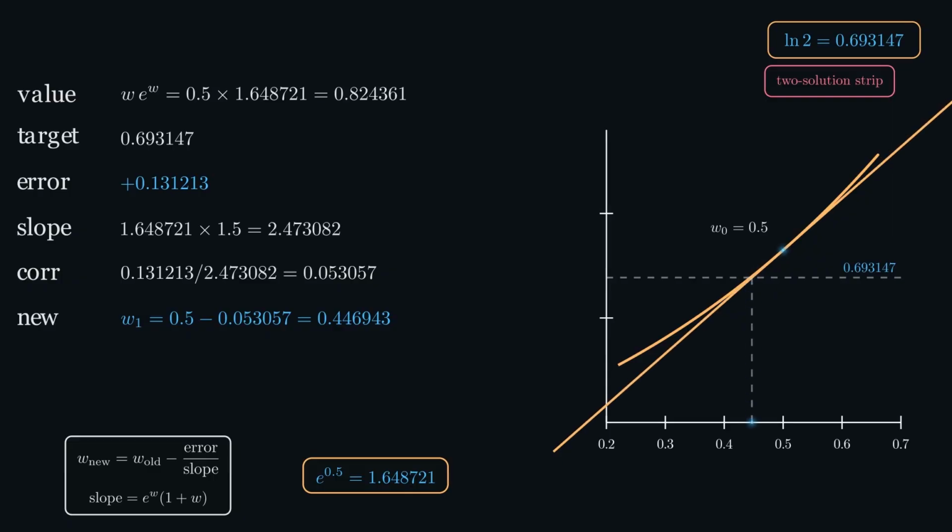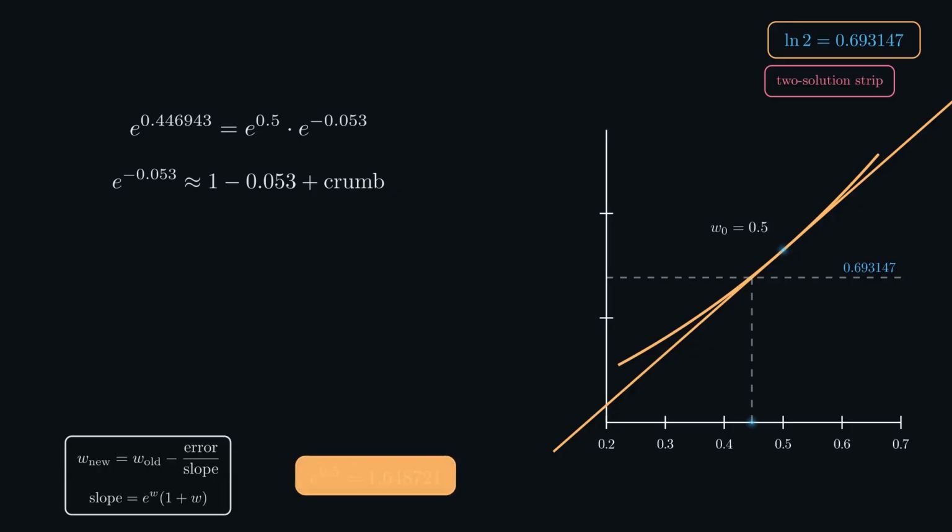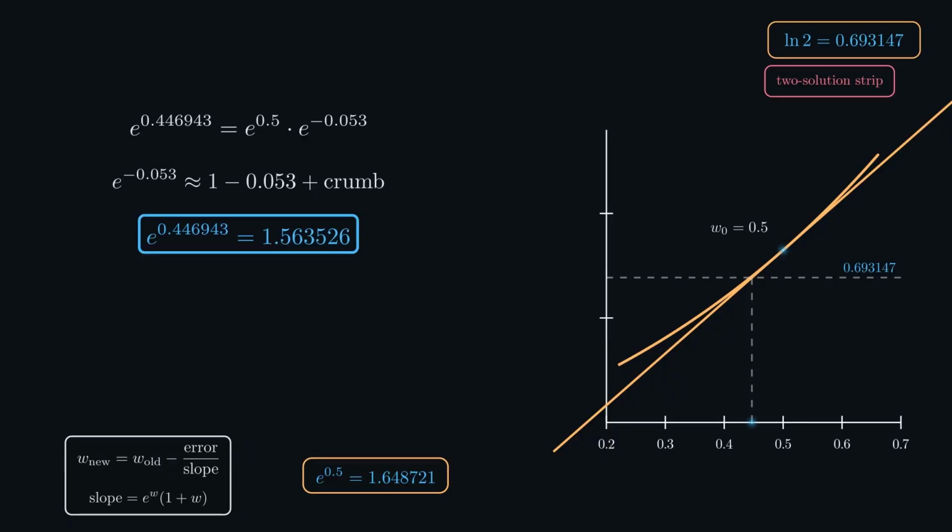Step 2, same dance, and here's a professional trick so I don't need a fresh series from scratch. e to the 0.446943 is e to the 0.5 times e to the negative 0.053, and that tiny exponential is just 1 minus 0.053 plus a crumb. Multiply by my stored 1.648721, and I get 1.563526.